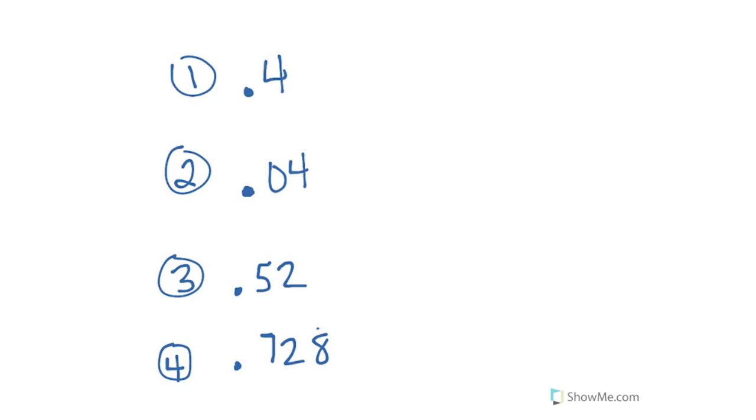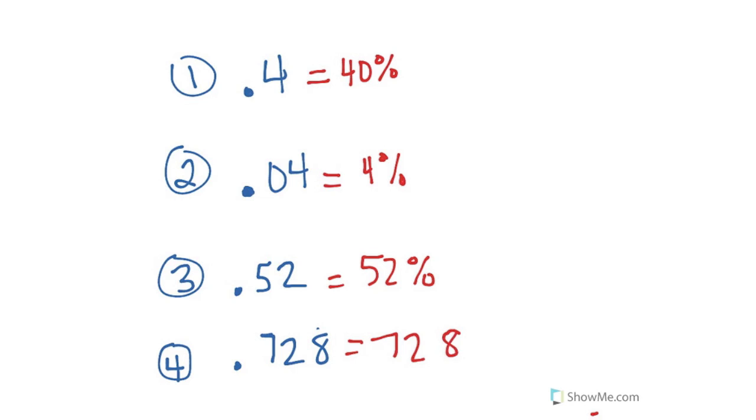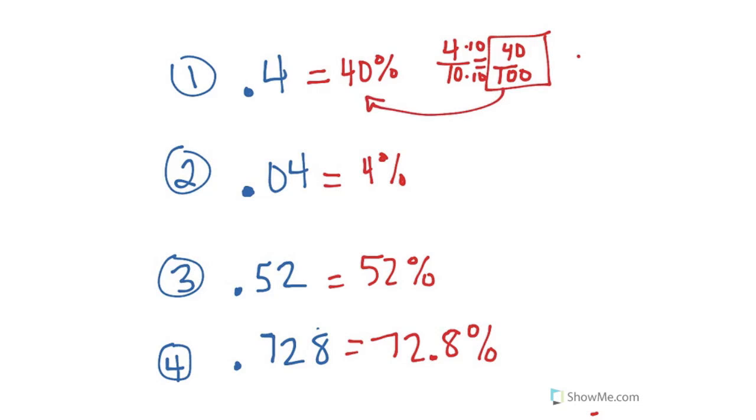Alright, here are your answers. This is 40%. This is 4%. This is 52%. And this is 72 and 8/10%. All right, guys. This one, number one, I could have read it as 4/10. A percent is out of 100. All right, 10 times 10 is 100. 4 times 10 is 40. Percent is out of 100, and that's how I got my answer, 40%.